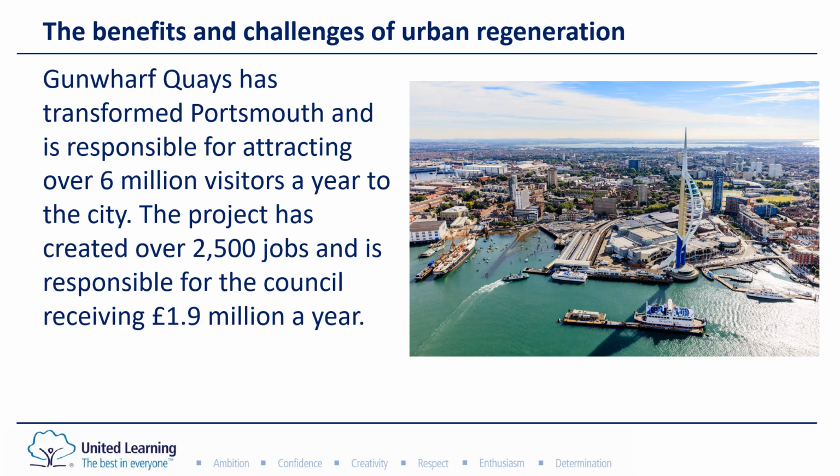In addition, the shops, the restaurants pay council taxes each year. They pay £1.9 million a year to the council. This means the council can afford to improve local schools in Portsmouth, which means the GCSE outcomes in the city will go up. Therefore, young people have access to tertiary jobs, called quaternary jobs, in the future.